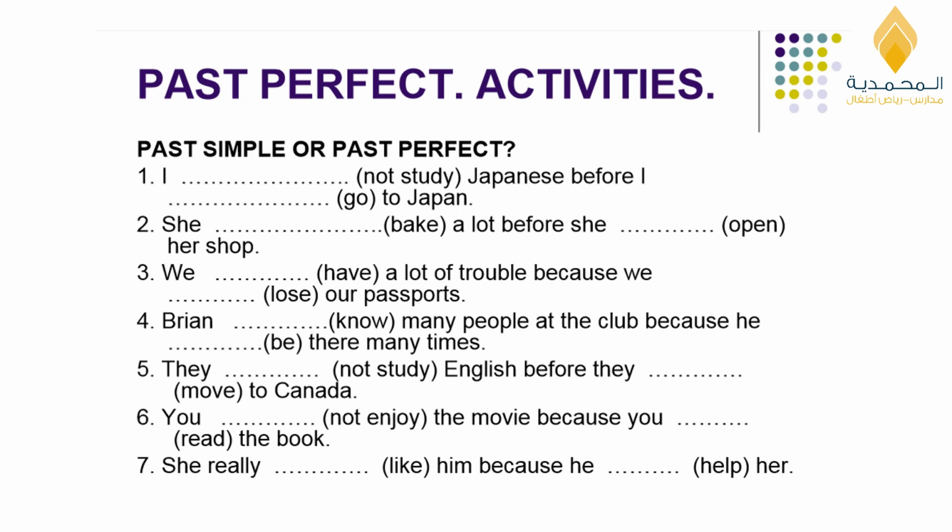Number 2, she baked a lot before she opened her shop. Excellent. She had baked a lot before she opened her shop. Number 3, we have a lot of trouble because we lose our passports. Excellent. We had a lot of trouble because we had lost our passports. And as you see here, we start the sentence with past simple, then we put past perfect. Number 4, Brian know many people at the club because he there many times. Excellent. Brian knew many people at the club because he had been there many times.